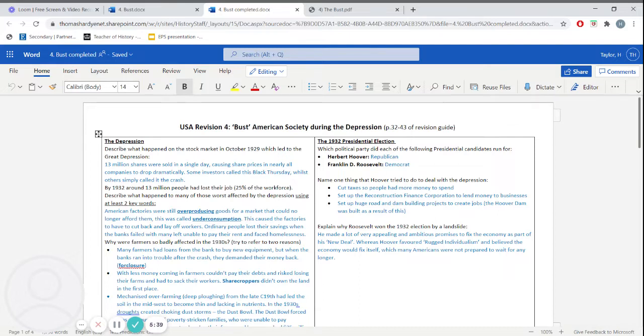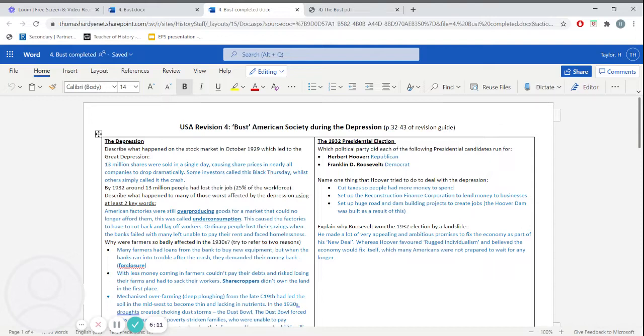Name one thing that Hoover tried to do to deal with the Depression. So I've got three, as you did have as an example here, because despite being a Republican, he did do some things. He cut taxes so people have more money to spend, to try and stimulate the economy in that way. He set up the Reconstruction Finance Corporation to lend money to businesses, and set up huge road and dam building projects to create jobs. The Hoover Dam, which you may have heard of, was an example of this.